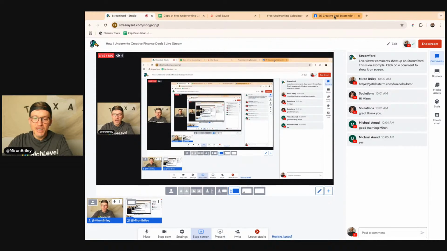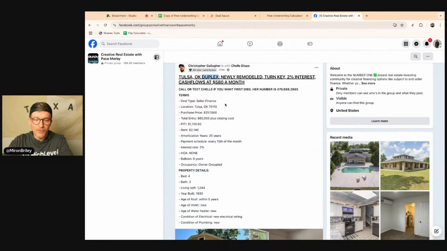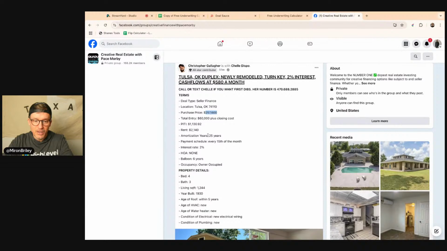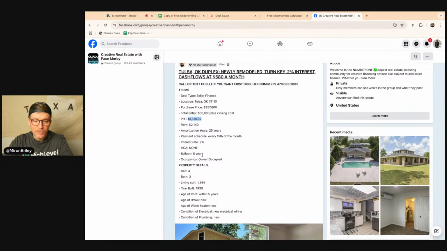Okay, so I'm going to take this seller finance. The purchase price is 257,600. So I could just put that right there. It doesn't have a mortgage. It doesn't have a second lien. Okay, so it's a 25-year loan. The PITI is 1130. Entry is 60 plus closing. Interest rate 2. Balloon 6.